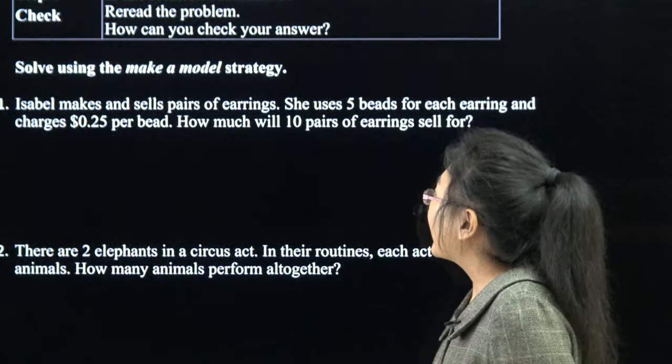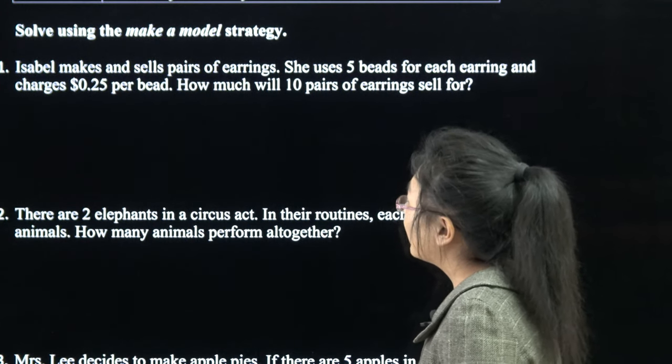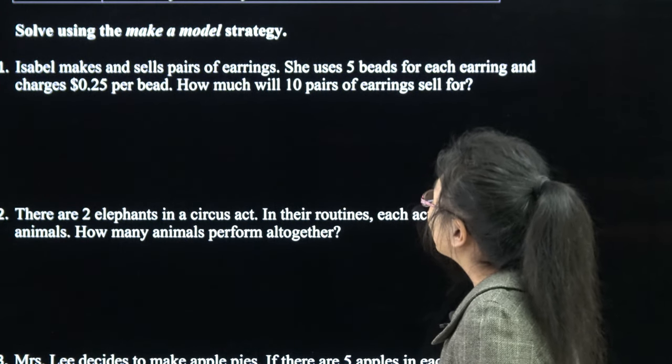Solve using the make a model strategy. Isabel makes and sells pairs of earrings.